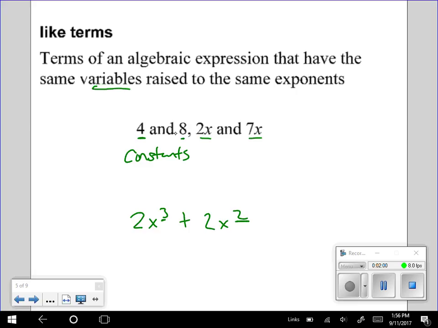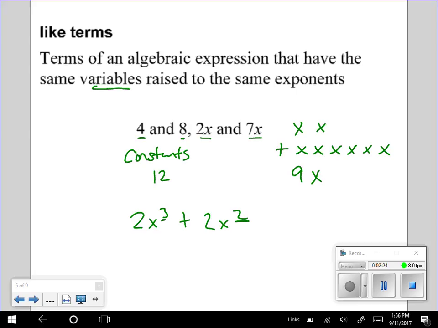But something like 4 and 8, if we were adding them, we could consider those to be 12, combining like terms. If we were adding 2x and 7x, well, if I have 2x's and I have 7x's, 1, 2, 3, 4, 5, 6, 7. How many do we have total? If we were adding them, we would have 9 x's. So we could combine like terms in that fashion.